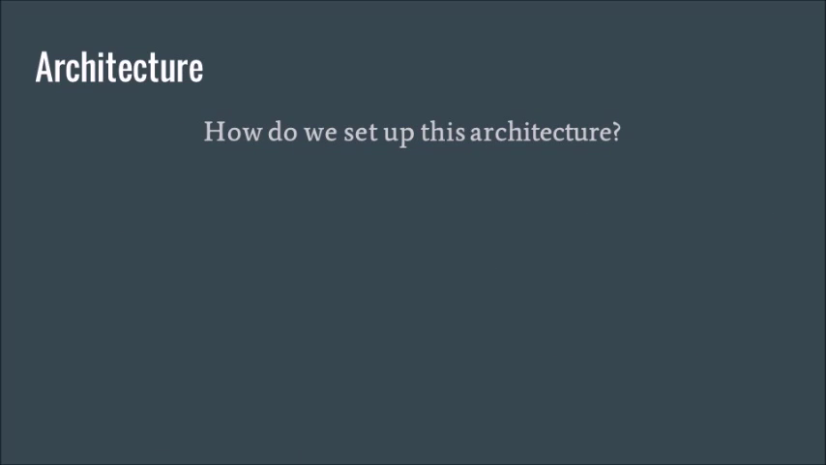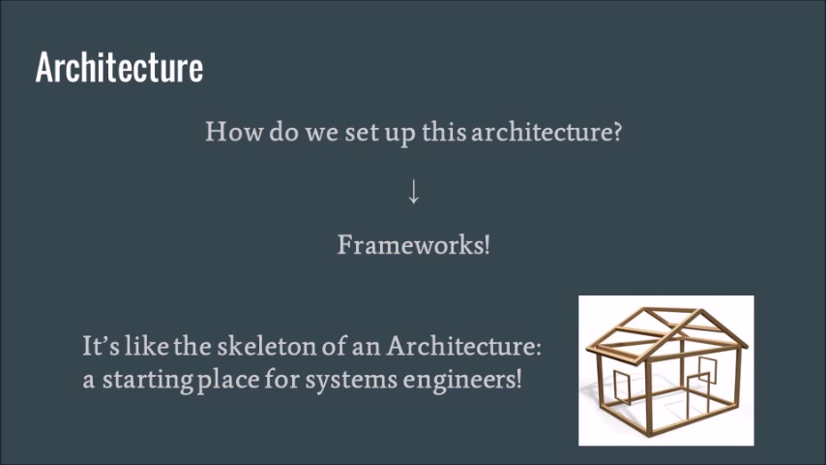Then how do we set up these architectures? After all, every project is different, right? And you might have different types of engineers or scientists or management on a project, and you have to define things in ways that they will all understand. So where do we start when it comes to drawing out and defining a system? That's where frameworks come in. A framework of an architecture is like the skeleton. It's a starting place for systems engineers. It's a way to express the architecture and allows for systems engineers to customize architectures to their project.